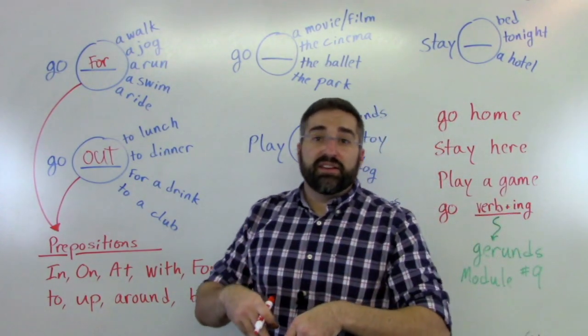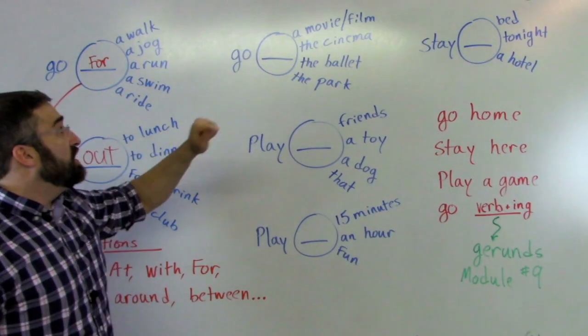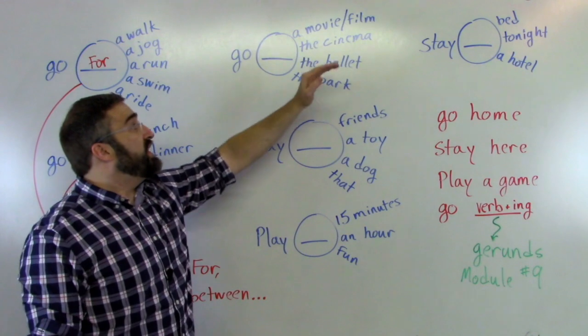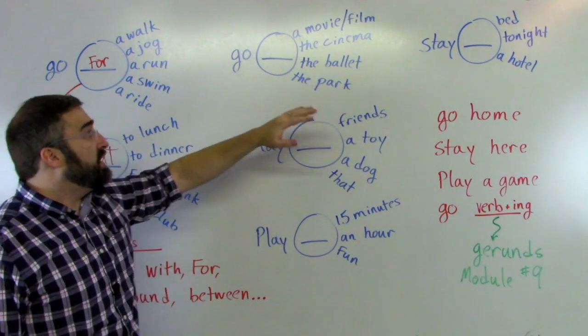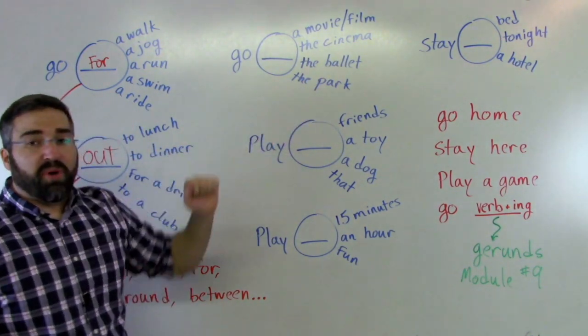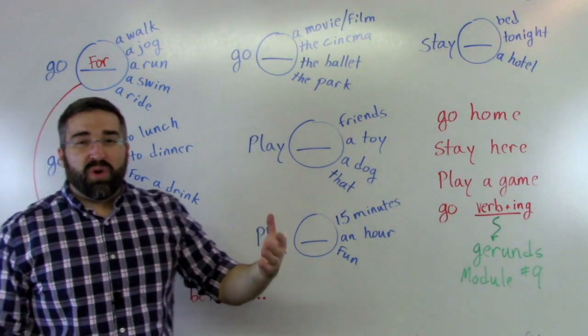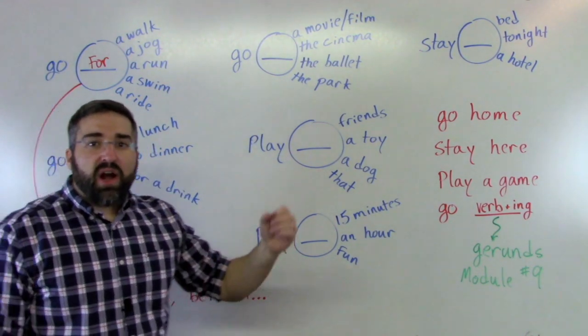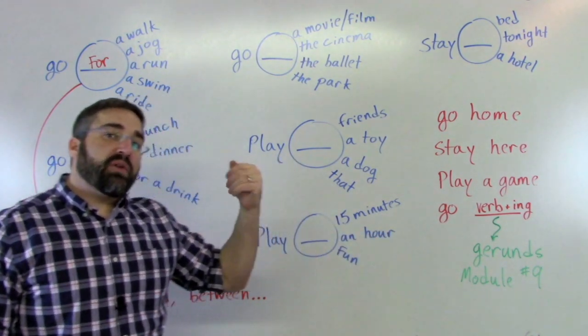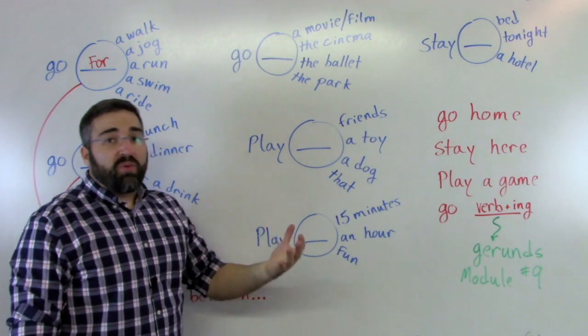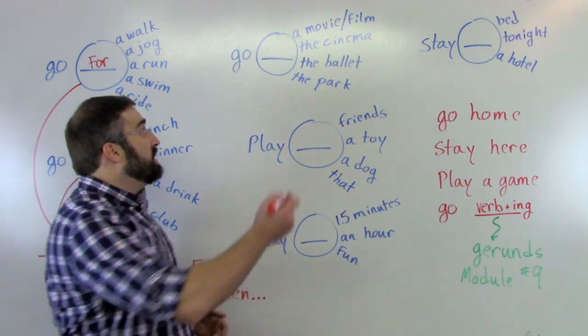Okay, go a movie, go the cinema, go the ballet, and go the park. We have a very simple one here that tells us where we are going, and we use that preposition. Where are we going? Well, we are going to.